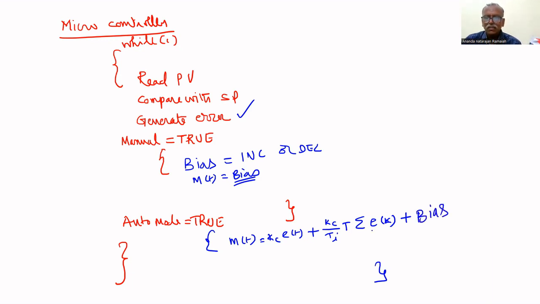The E of k is 0 initially because no error. That's why this is 0. This part is also 0. That's why bias alone will come out. After these two loops, finally, the DAC, the digital to analog converter, is given M of t. That's all. This is the skeleton of the program for the microcontroller. So we can simply transfer from manual mode to auto mode, and automatically the bias value will come as output.